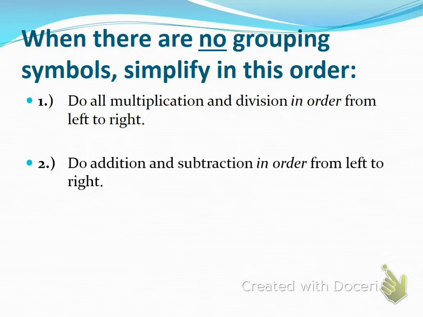When there are no grouping symbols, simplify in this order. First, do all multiplication and division in order from left to right. Then do addition and subtraction in order from left to right. So this should be going in our notes. You can shorten this up pretty easily. If you want to reword this to shorten it up, that's fine. Just make sure you're getting the same idea across.